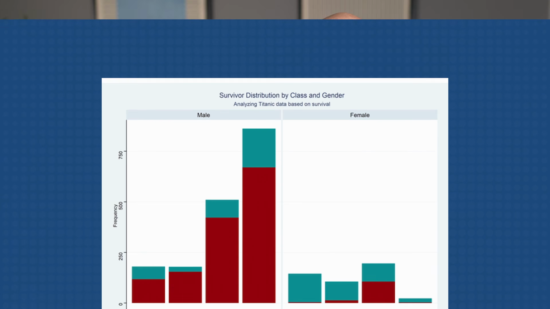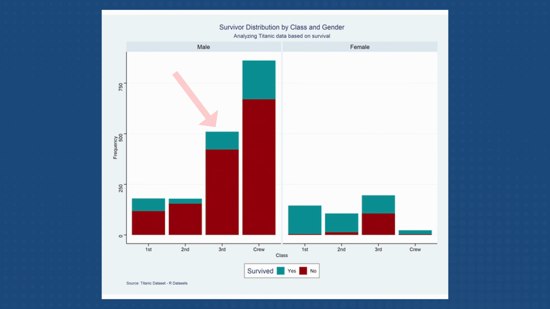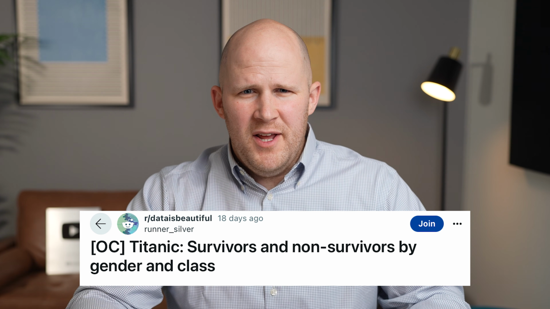This chart about the Titanic shows the number of passengers and who survived, broken into different categories. So, for example, there were about 500 male third-class passengers in total, and according to the chart, only about 20% of them survived. The chart's interesting enough, and shout out to the person on Reddit who put it together.